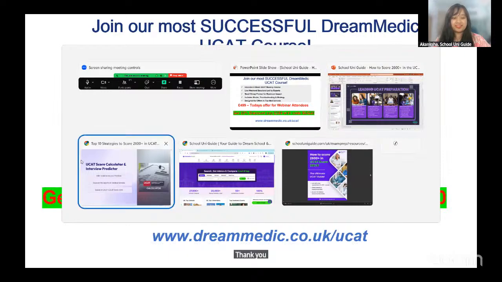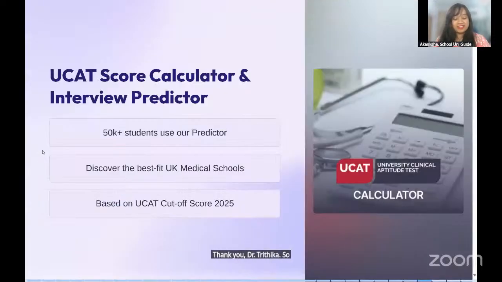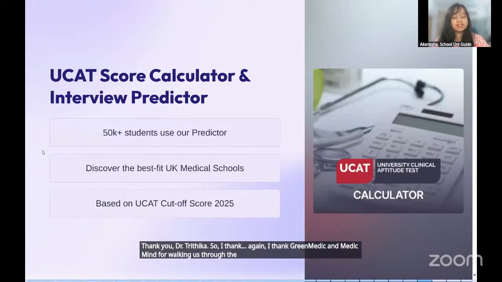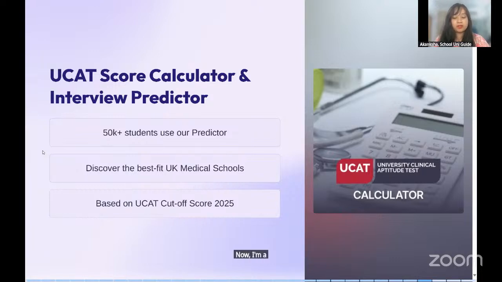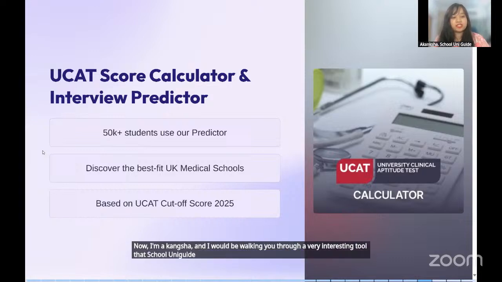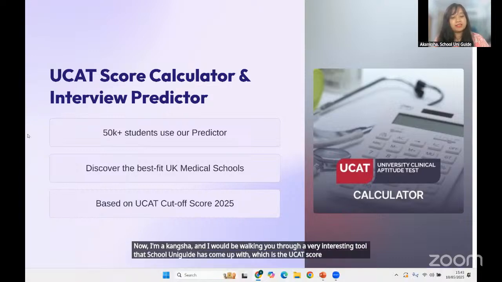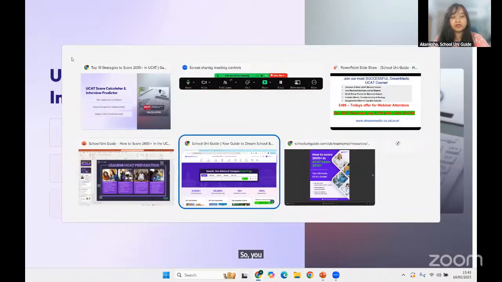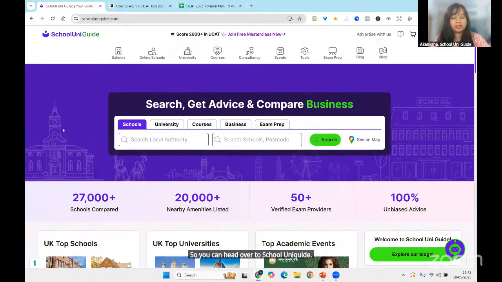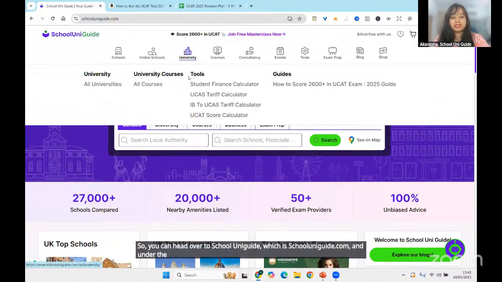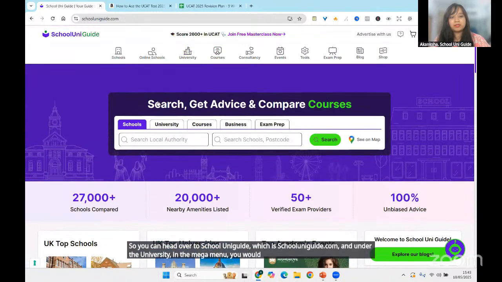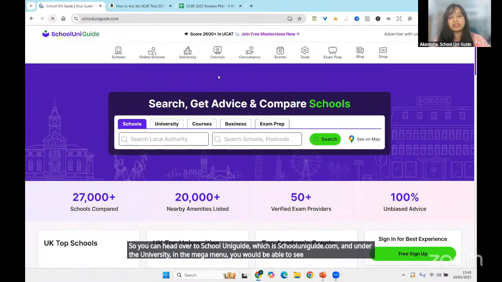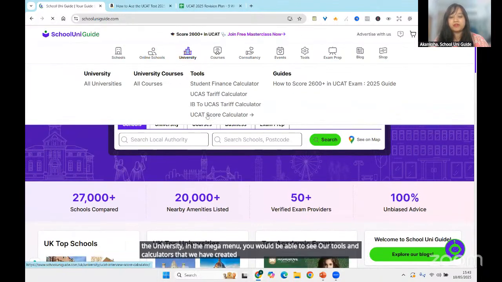Thank you, Dr. Kritika. So I thank Dream Medic and Medic Mind for walking us through the key UCAT resources that you can use in your preparation. Now, I'm Akanksha, and I would be walking you through a very interesting tool that SchoolUniGuide has come up with, which is the UCAT score calculator and the interview predictor. You can head over to schooluniguide.com, and under the university in the mega menu, you would be able to see our tools and calculators that we have created for UCAT students.